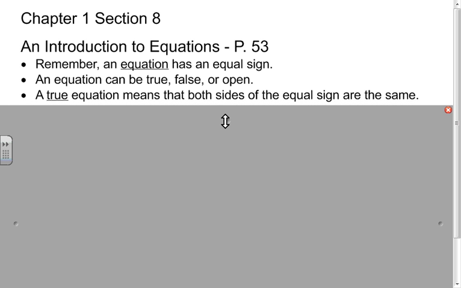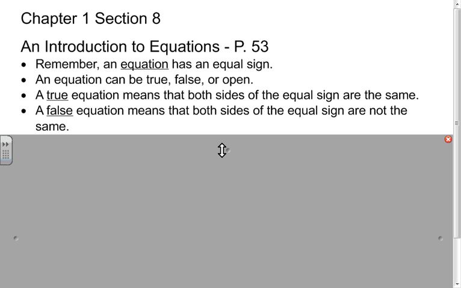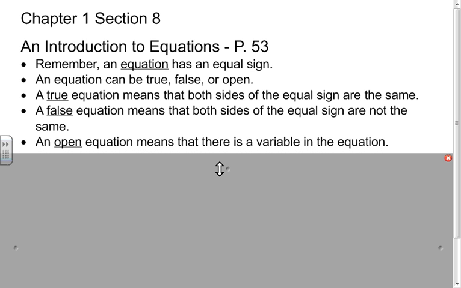A true equation means that both sides of the equal sign are the same. So if you look at the left side, you look at the right side, you'll have the same value on both sides. A false equation means that both sides are not the same. So whatever you get on the left, it's not the same as whatever's on the right. That would be false. And an open equation means that there's a variable in the equation somewhere. If you see a variable at all, that means it's going to be an open equation.